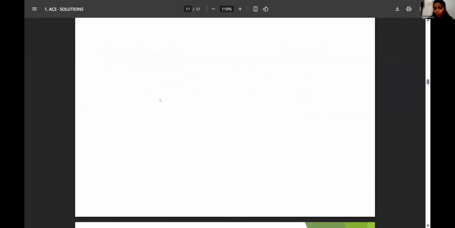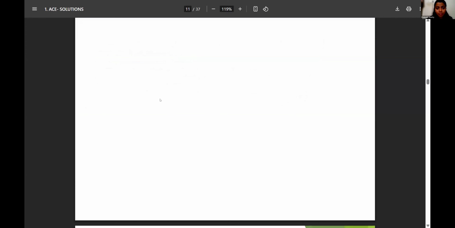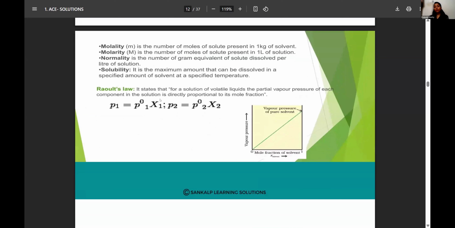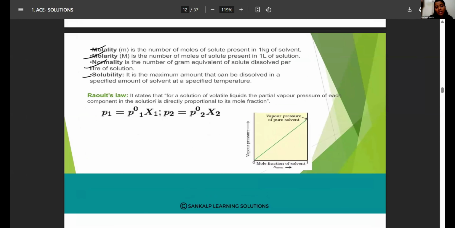Quickly, let's move on to the next one. As you studied in previous sessions, you know what is molality, what is molarity. Also, you know the normality and solubility. So quickly, remember these are the important definitions: molality, molarity, normality, and solubility. Okay. So directly let's move on to Raoult's law. What is Raoult's law? You know what is Raoult's law?